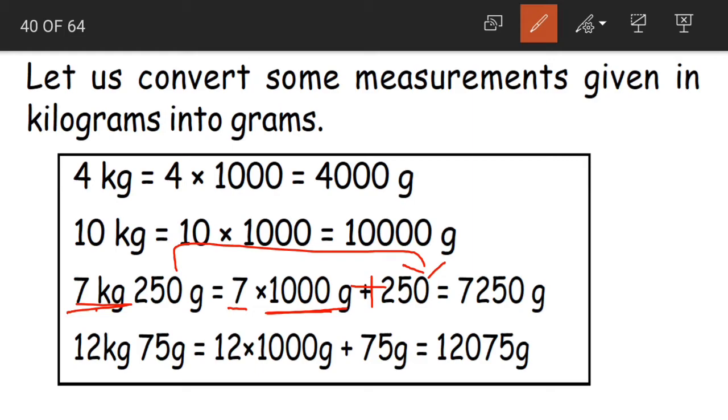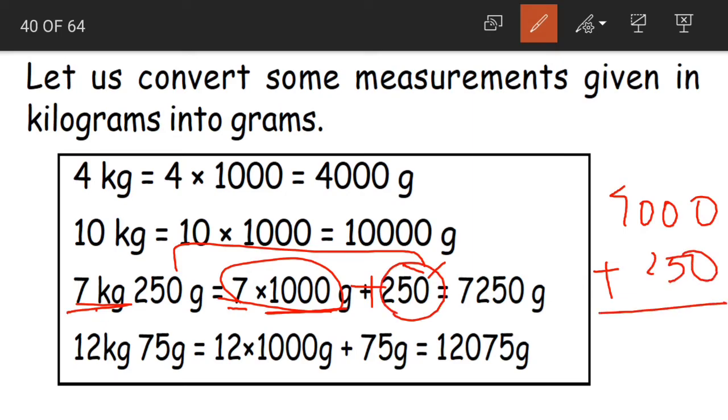Because it is already in grams, we will not multiply it with anything. Now 7 into 1000 is equal to 7000 plus 250. When we add, we have 7250. And what is the unit of measurement? Are these kilograms? No, these are now grams. We have multiplied by 1000. So the answer is in grams now.